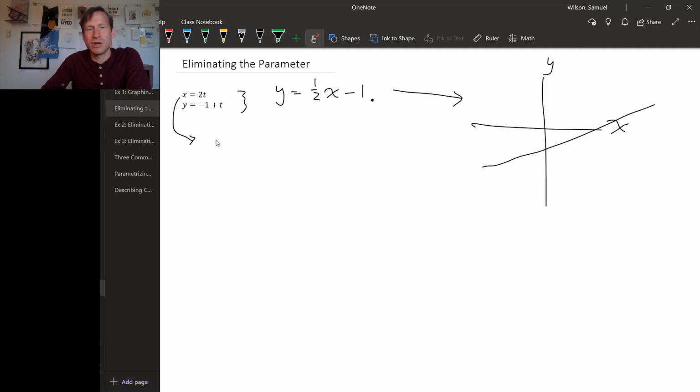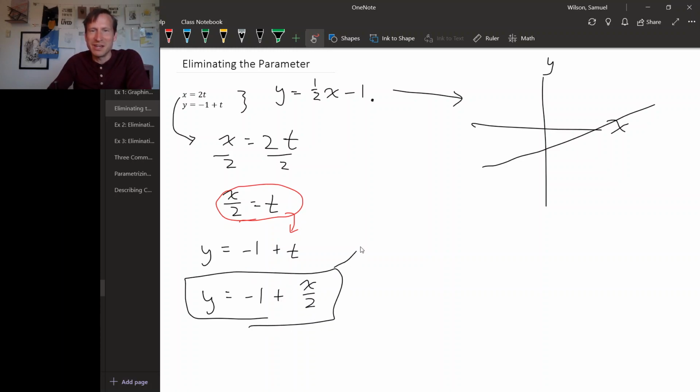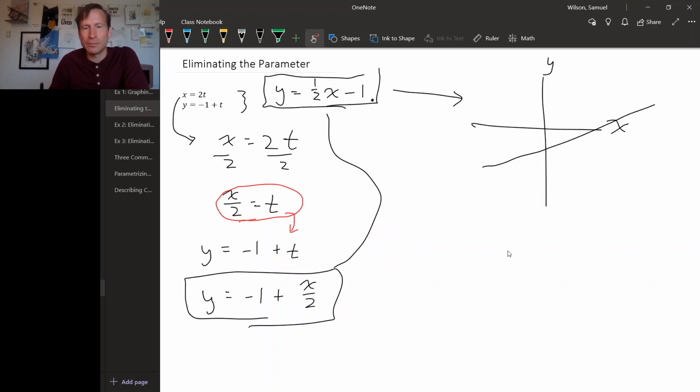We could take this first equation, x equals 2t, and solve it for t just by dividing both sides by 2, and we get x over 2 equals t. But then we could take our second equation, y equals minus 1 plus t, and use this first equation to substitute for t. We would get y equals minus 1 plus x over 2. And here you see we've reproduced the equation of the line that this parametric curve traces out.